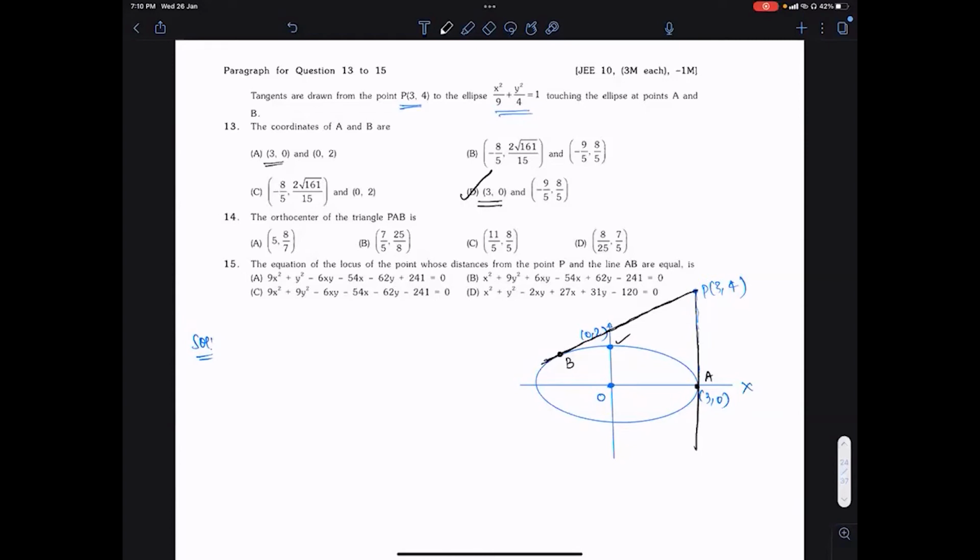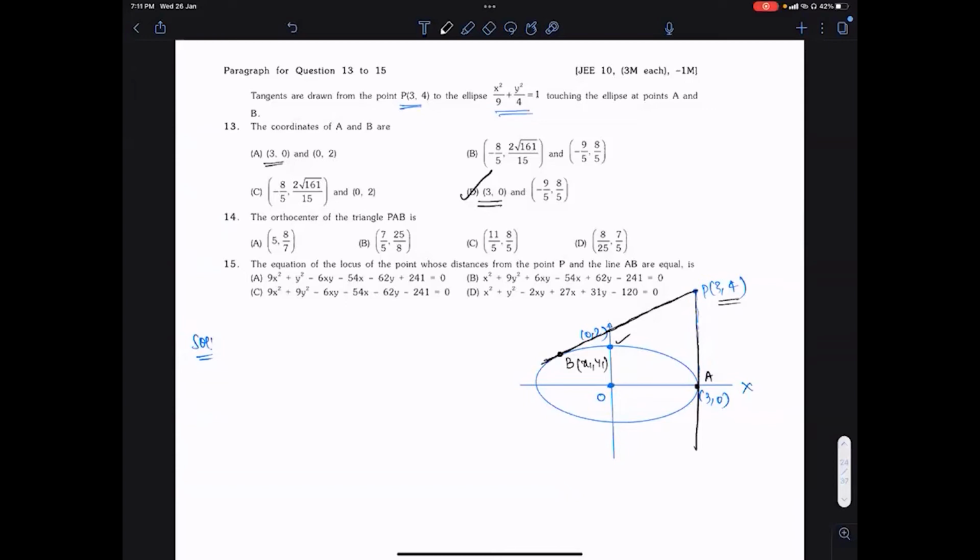What you do is, now from (3, 4), we are drawing the tangent, correct? Now B we don't know. Let's say the touching point is (x1, y1). We don't know what the touching point is. Now, let's say (x1, y1) is the touching point. Now what you do is, see guys, this is the general procedure to find the point of contact from an external point.